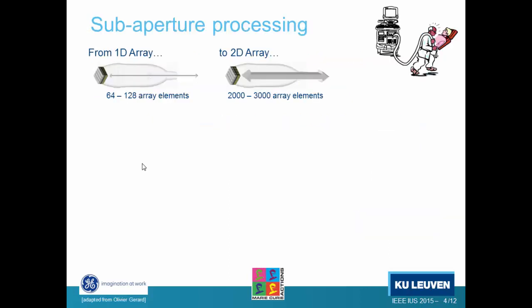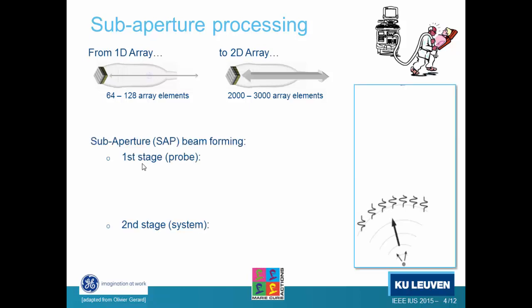Okay, so why do we need sub-aperture processing? So we know that when we go from a 1D array to a 2D array, we have a large increase in the number of elements. So if we would like to keep all the elements connected individually to the system, we would need a very thick cable. But that would be very costly to produce and also very impractical to use.